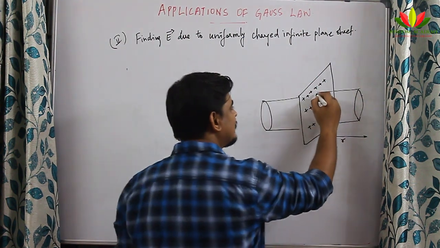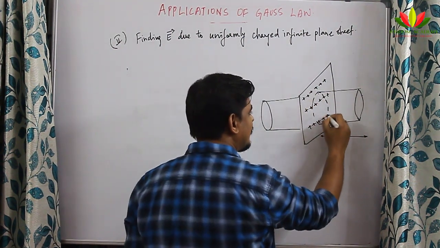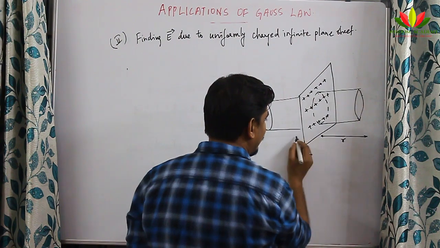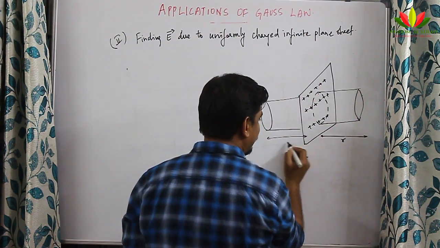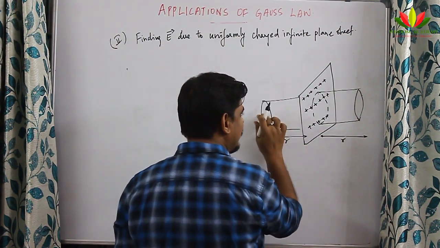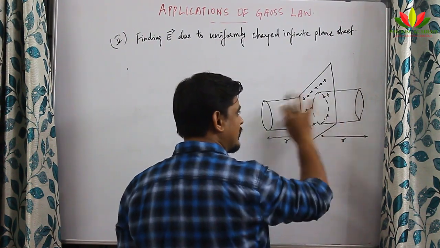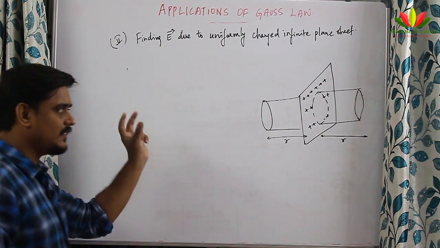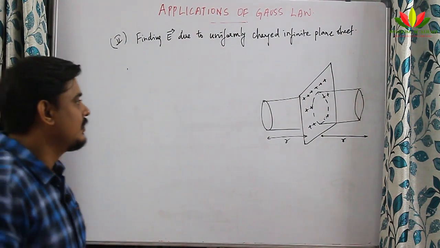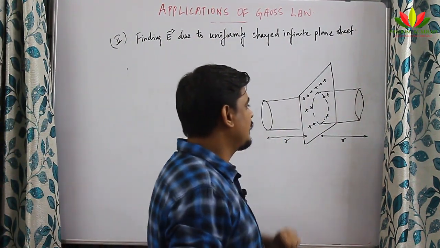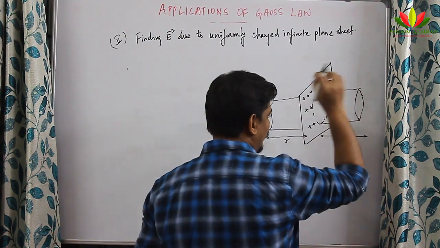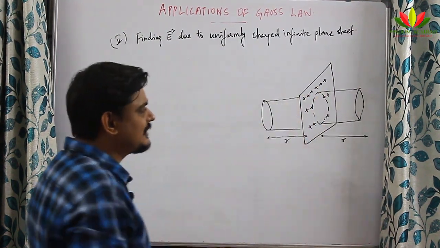Why am I using the word symmetrically? Whatever r I have taken here, the same r should be taken here, and obviously this area and this area will also be the same. The cylinder passes through the sheet. So, now I have taken a cylindrical Gaussian surface and I want to find the electric field at this point created by this charged sheet.